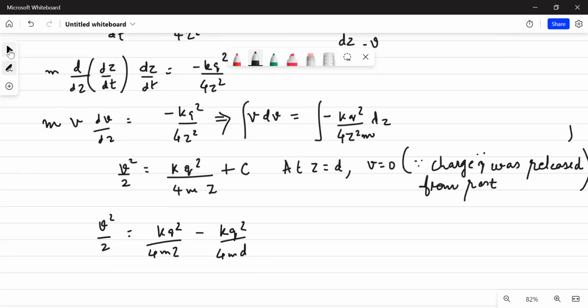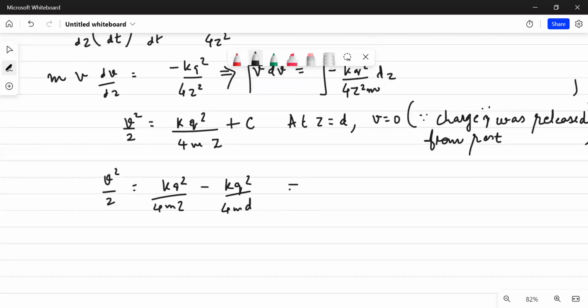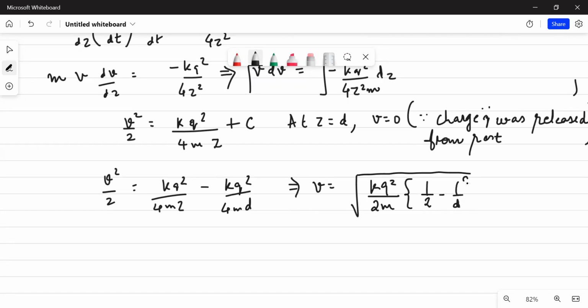It is quite easy to find. I'm leaving this calculation for you. So eventually my speed would be equal to root over kq square upon 2m times (1 upon z minus 1 upon d). So this is my speed. Now you will be asking why I did not put the plus and minus sign. Speed I'm taking as positive. Speed is a scalar quantity, so I've taken it in the magnitude sense.